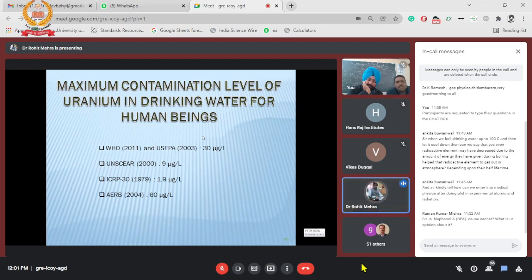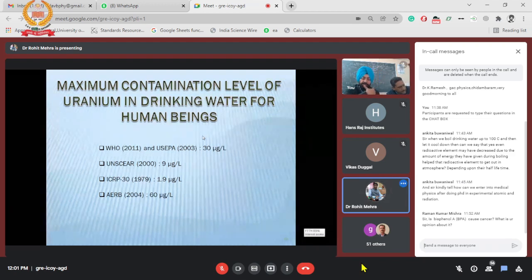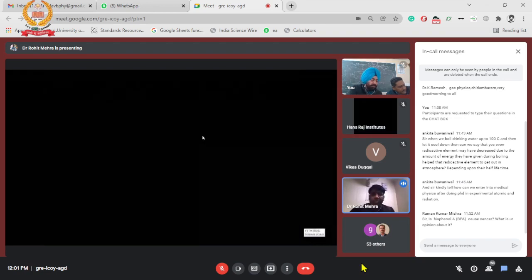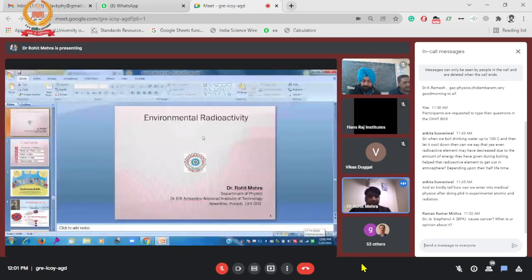So you could always have a choice of contamination. If my water has more than 60 ppb, that is micrograms per liter, it is beyond the permissible limit recommended by the AERB. There is a need for treatment and a solution for that contamination level. So for the Indian environment, it is 60. As far as WHO is concerned, it is 30. With this, I conclude my talk, and any questions are welcome.